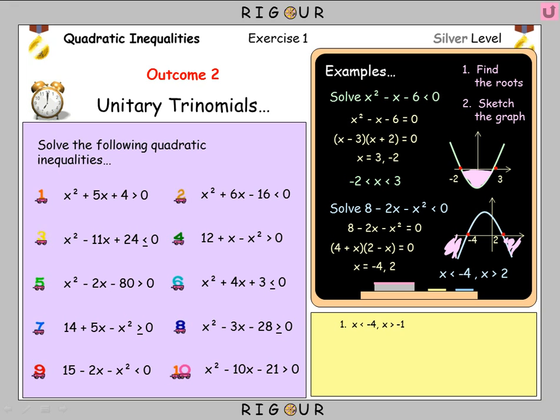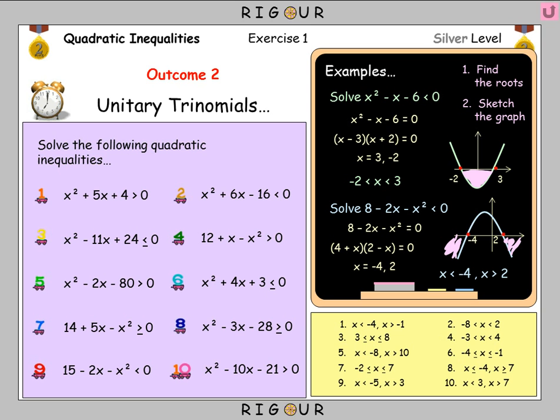x is less than minus 4, x is greater than minus 1, x lies between minus 8 and 2, x lies between 3 and 8 inclusive, x lies between minus 3 and 4, x is less than minus 8, x is greater than 10, x lies between minus 4 and minus 1 inclusive, x lies between minus 2 and 7 inclusive, x is less than or equal to minus 4, x is greater than or equal to 7, x is less than minus 5, x is greater than 3, and x is less than 3, x is greater than 7.